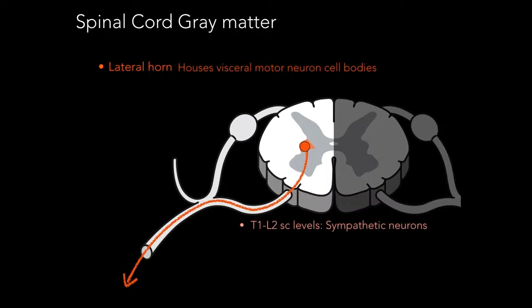It's found between T1 and L2 spinal cord levels, where all sympathetic neurons arise. And it's also found between S2 and S4 spinal cord levels, where parasympathetic neurons arise. But we do not find lateral horn in the cervical region and in parts of the lumbar region as well. Okay, that's the lateral horn.